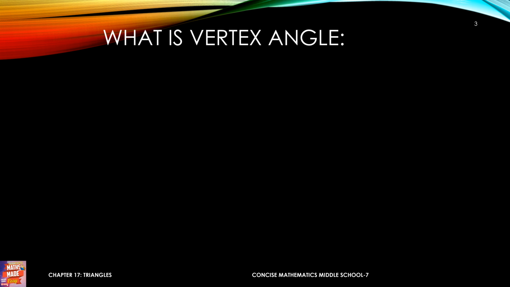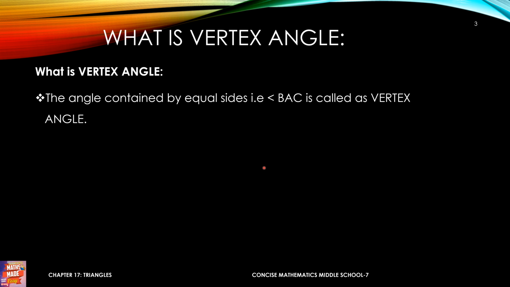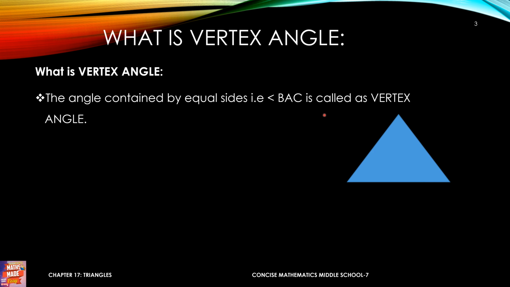Now, let's move on to what is vertex angle. In an isosceles triangle, one angle is called the vertex angle. And what is that vertex angle? The angle contained by equal sides. So let's consider a diagram for our clear understanding. This is an isosceles triangle, and it has two sides equal, and I'm marking the vertices as A, B, C. Since it is isosceles, I'm just marking it with a similar symbol. Right, two parallel lines, that means these two sides are equal.